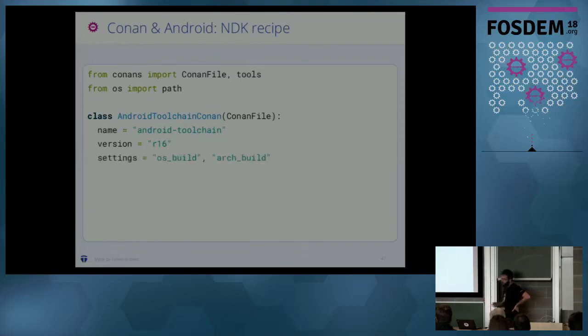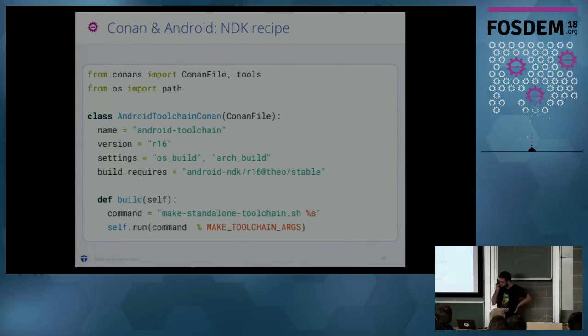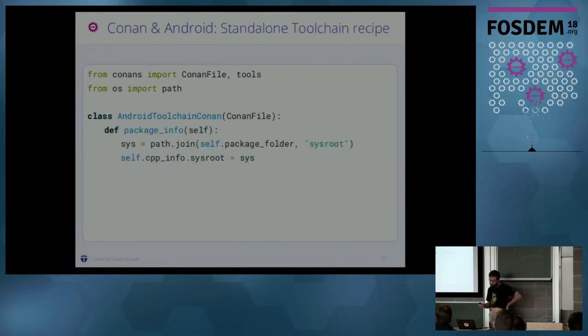Same thing, we need os_build, arch_build, and then we declare our build requirement on the previous package that we built. In the build command, we only need this make_standalone_toolchain.sh, which is located in the NDK tools folder. So we simply run it. And then in the package info, we set our sysroot.